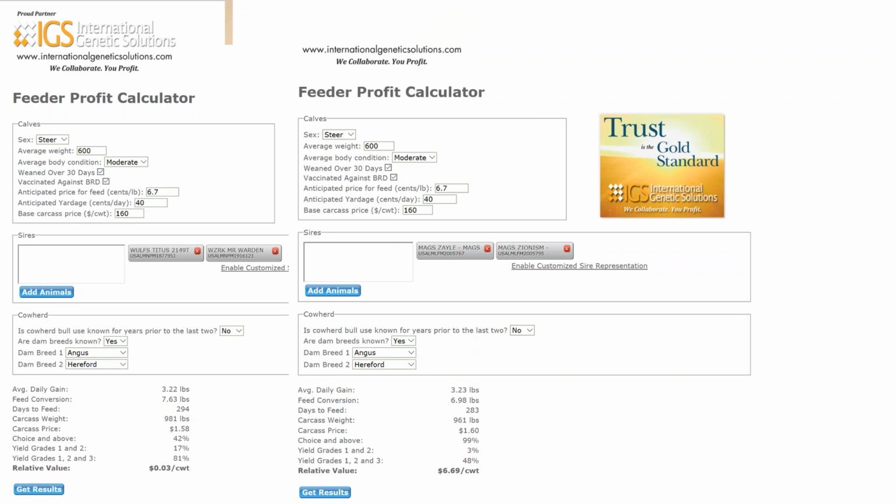For example, for the group on the right, nobody is going to feed a set of cattle to where half of the cattle, 52% in this situation, get to yield grade 4s and 5s.